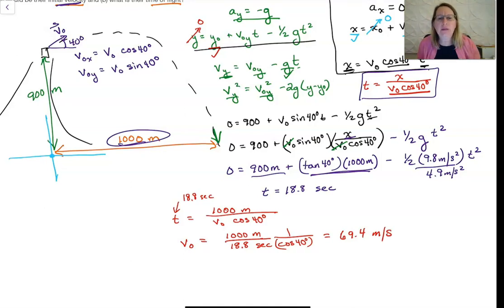So that's the value that you get doing this problem. You find the time it is in the air, and then it needed an initial speed of about 70 meters per second. And so that tells you how fast these rocks are coming out of the lava plume, out of the volcano, and coming down and landing.